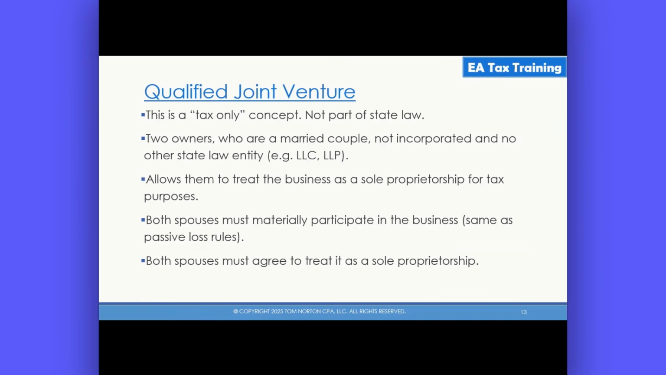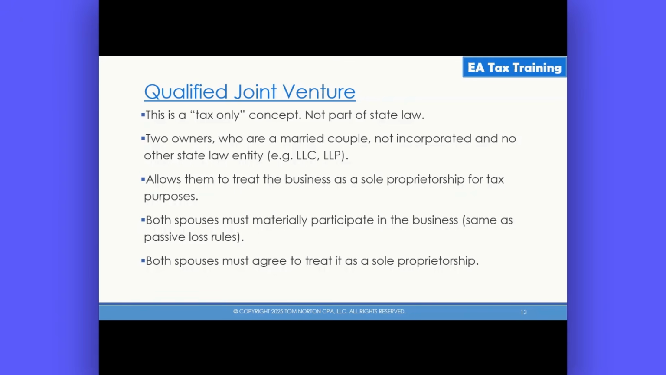This is a tax-only concept. It is not part of state law. This is where you have two owners who are a married couple and they are not incorporated and have no other state law entity. So essentially, this is a partnership between spouses. That's what we're talking about. And they have not gone to the state and formed an LLC or an LLP or a corporation or any other type of entity, but they have to be spouses. So under state law, this would just be considered a partnership. But for tax law, they are allowed to treat the business as if it were a sole proprietorship.